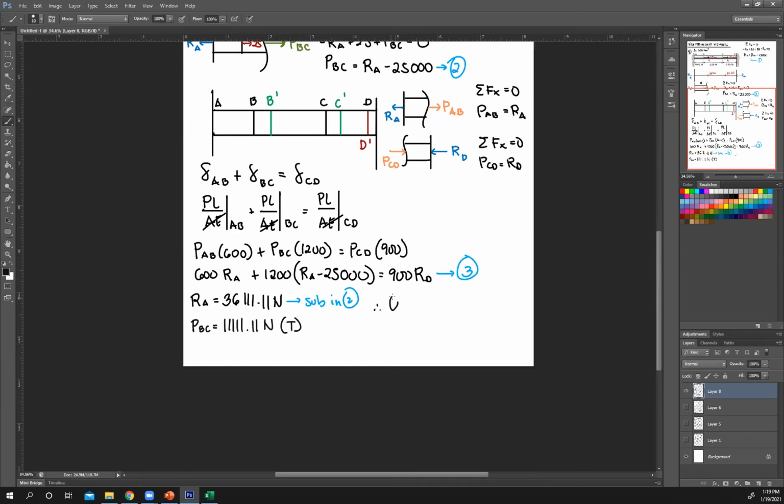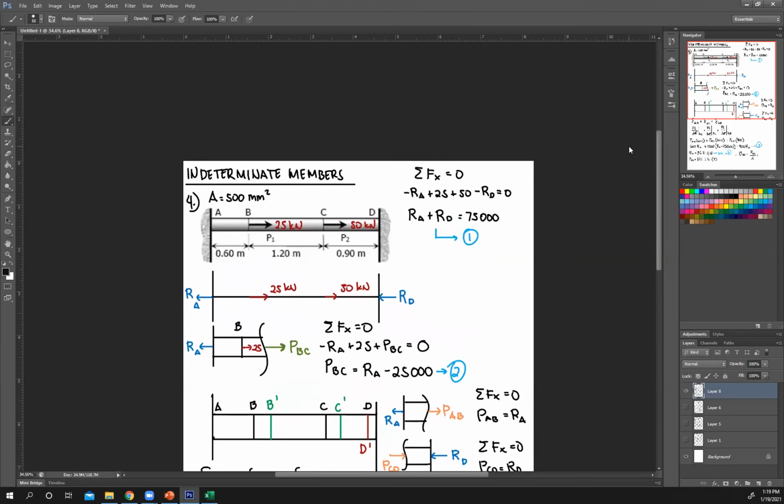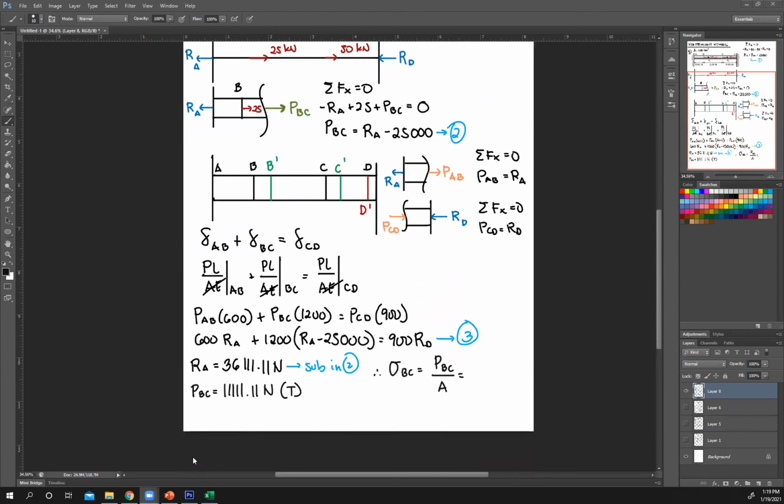So finally, to solve for stress in BC, that's just PBC over A. PBC is 11,111.11 divided by 500. What's the final answer? Correct, Lawrence, it's 22.22, in tension, this is tensile stress. Okay. So that is what happens when you have a correct assumption.